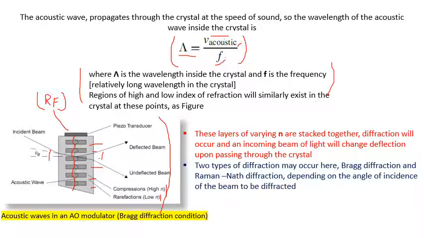So there are two kinds of diffraction happening here. One is called Bragg diffraction, and the other one is called Raman-Nath diffraction. It depends on the incident angle of the beam. That we will see definitely in the coming lectures.